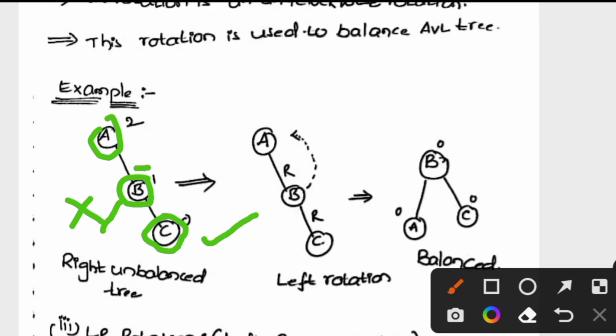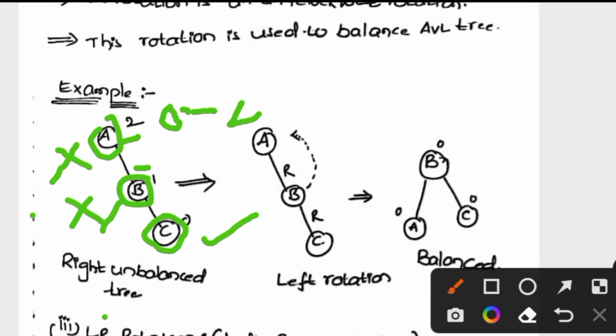And next we will calculate the balance factor of A node, that is height of the left subtree. At A node there is no left subtree, so we take it as 0. And in the right direction we have 2 nodes, so minus height of the right subtree is 2. Now the value of this is minus 2.